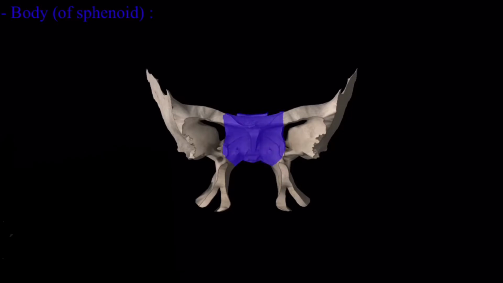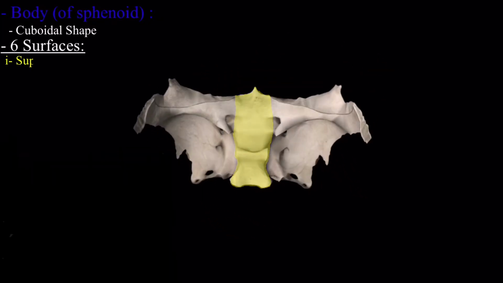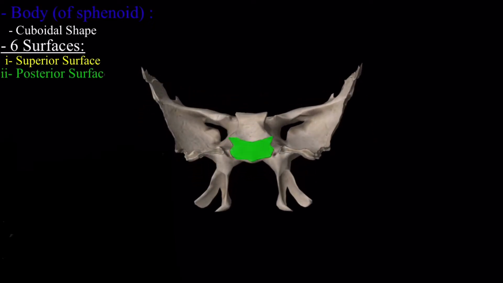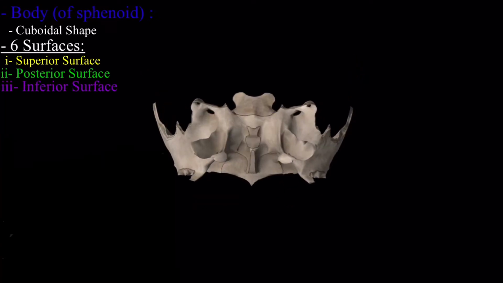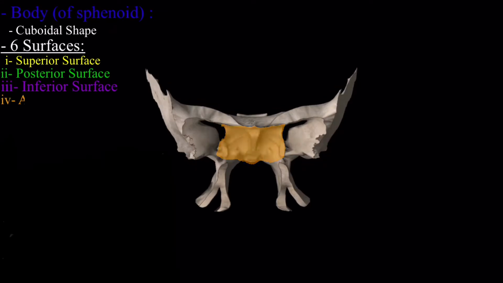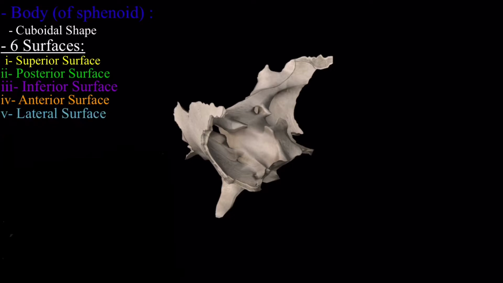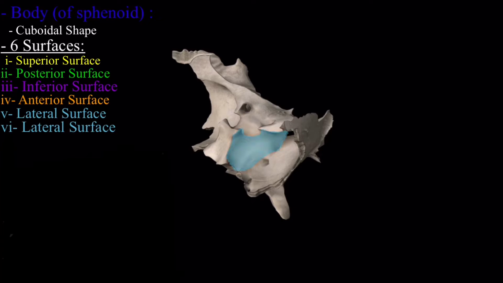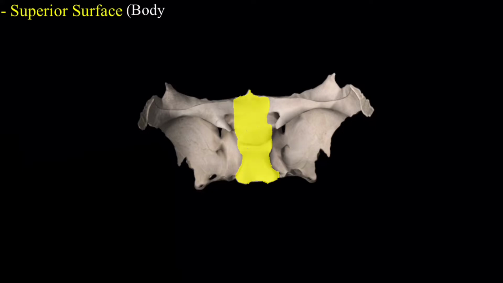The body of the sphenoid bone is cuboidal in shape and it has 6 surfaces. The superior surface, the posterior surface, the inferior surface, the anterior surface, and the two lateral surfaces. This is one lateral surface and this is the other lateral surface. We will begin with the superior surface of the body of the sphenoid bone.